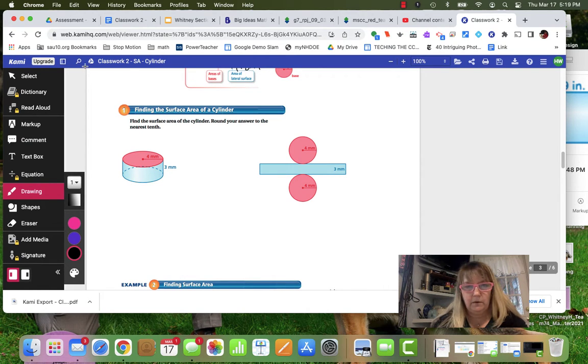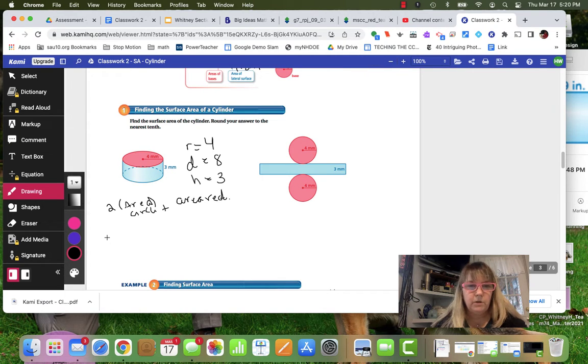I like to write down what I have. So I know that my radius is equal to 4. My diameter is equal to 8. And the height of this is equal to 3. So now I know that I have 2 circles that I want to find the surface area of. So it's 2 times the area of the circle plus the area of the rectangle.